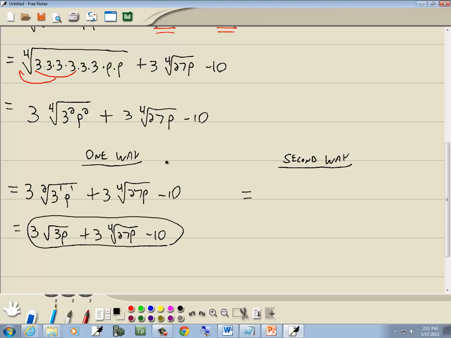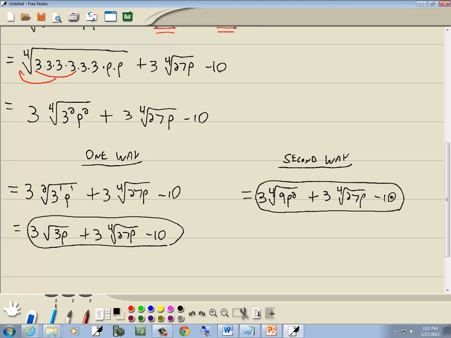The second way you'll see them do it is to just multiply these together. 3 squared is 9, so that's 9p squared plus 3 fourth root of 27p minus 10. Current textbook we use, when they run across these, they actually put both of these answers down. It throws people. They do this, and then they look in the back, and it's like doesn't look anything like that. It's like, whoa, where'd they get that at? They appear to just drop some items, but that's what they were doing.